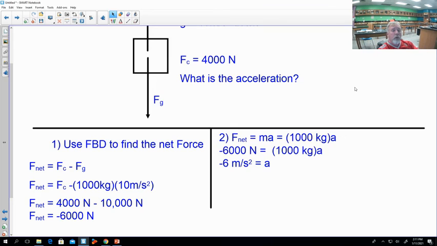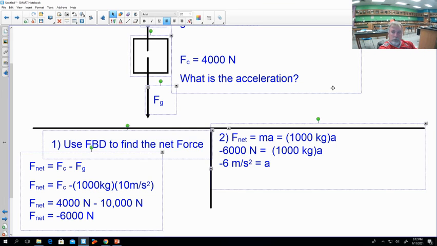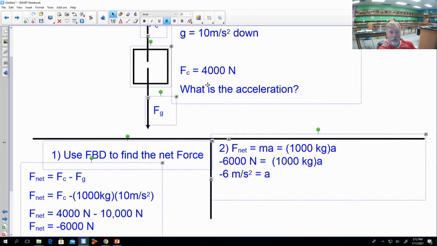So we just did two different free body diagrams, two different scenarios. Let's do one more. But before I go there, notice our acceleration was negative. Does that make sense? Yep, our force up was 4,000. Our force down from gravity was 10,000. Yep, we have a net force down. We better have an acceleration down or negative.